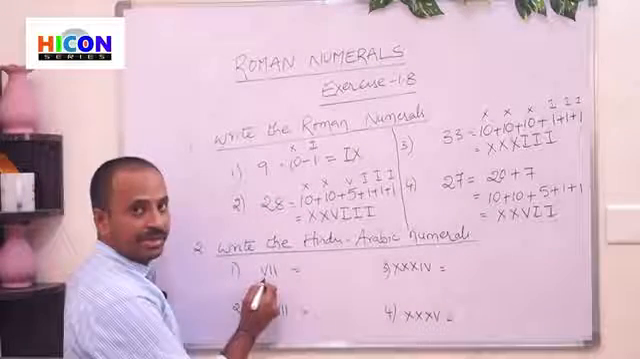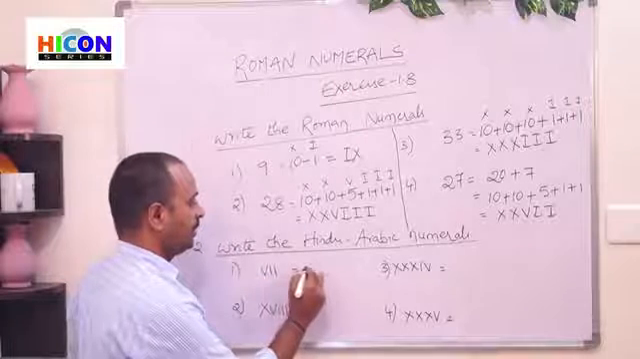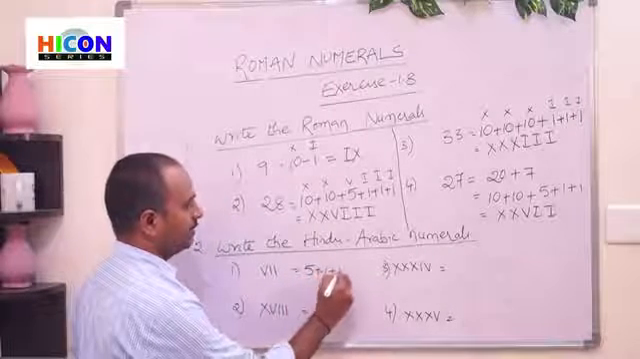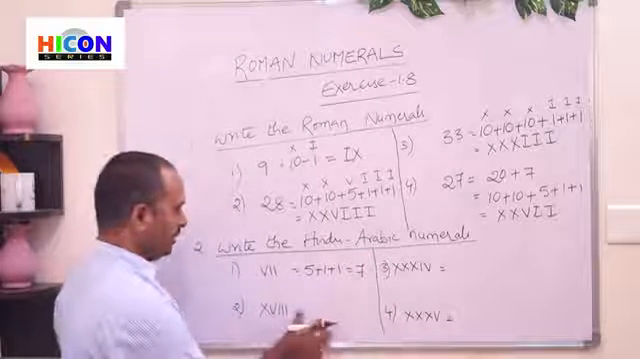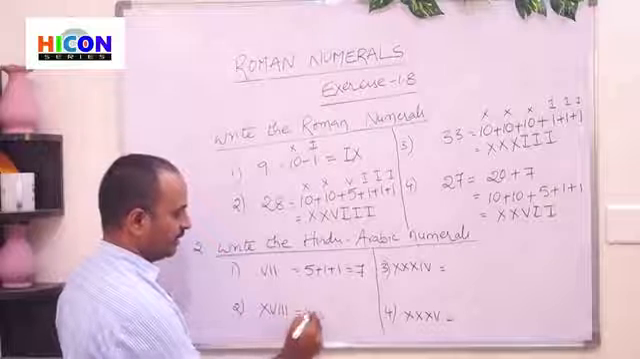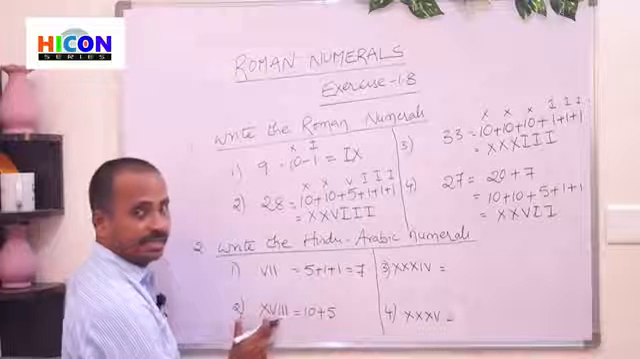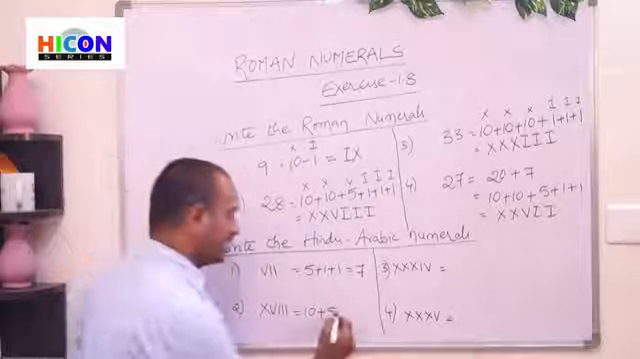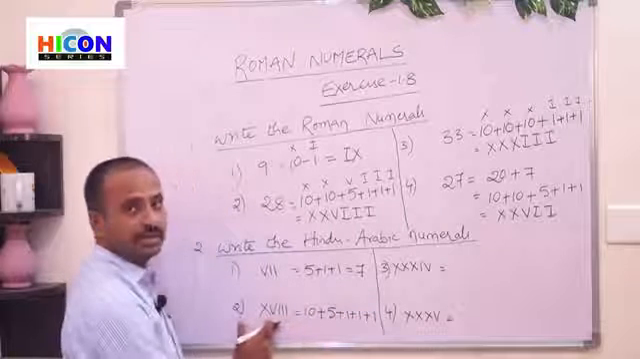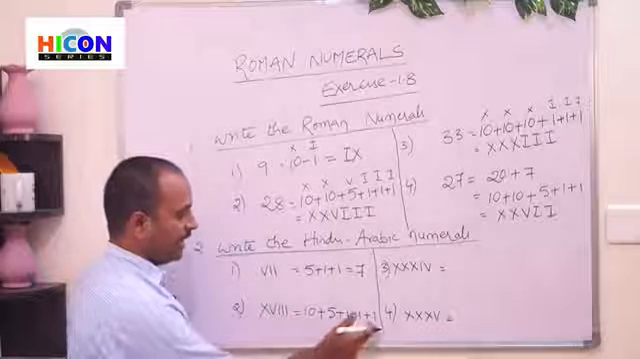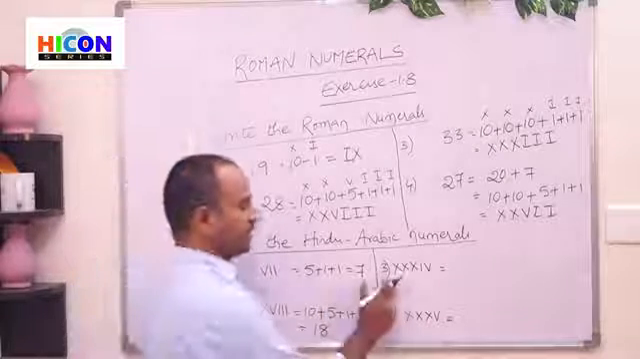Here V means 5, and I is repeated 2 times. Repetition means addition, so we have to make addition: 5 plus 1 plus 1, that is equal to 7. In the same way, X means 10 and V means 5, and I is repeated 3 times. Repetition means addition, 1 plus 1 plus 1. That's why we have to add the 1 three times. So the total value becomes 18.